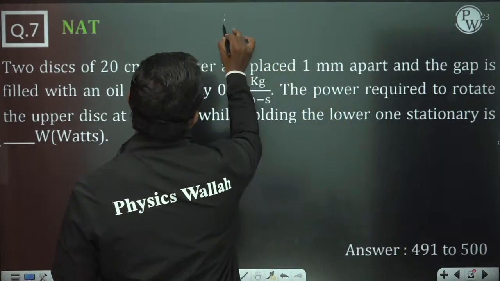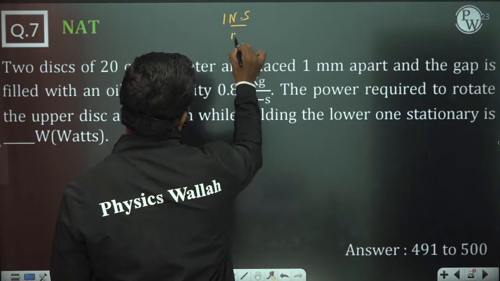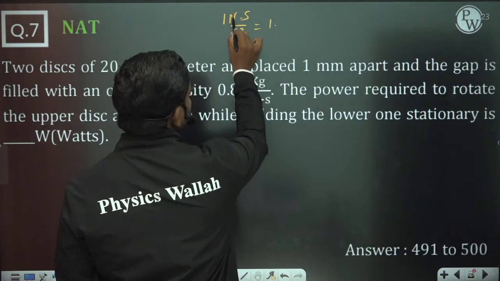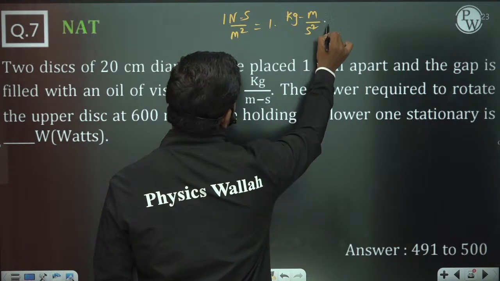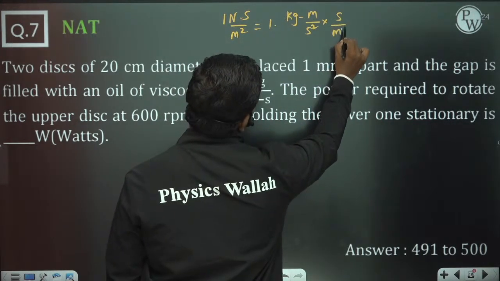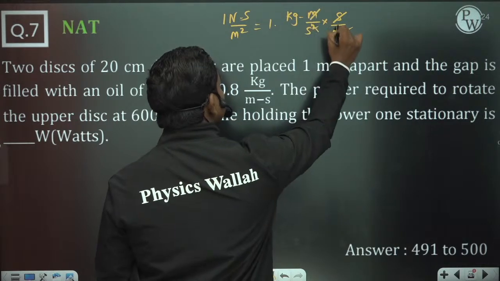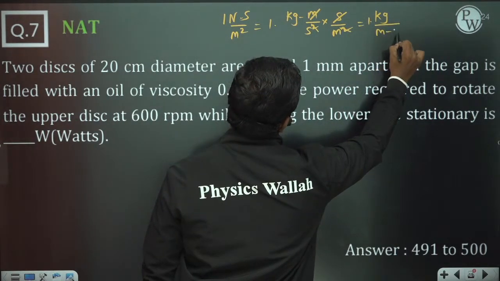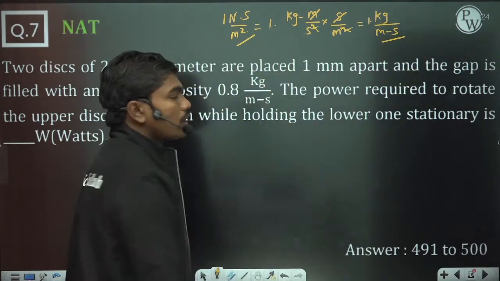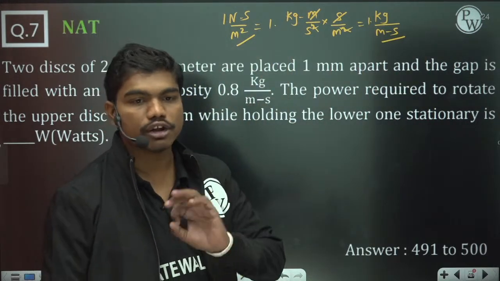You can even understand 1 Newton second per meter square. 1 Newton is nothing but kg meter per second square, mass into acceleration, into second divided by meter square. So second cancels one time, and meter also cancels one time. So we get kg per meter second. So 1 kg per meter second is the same as 1 Newton second per meter square. So you need not do any conversion.